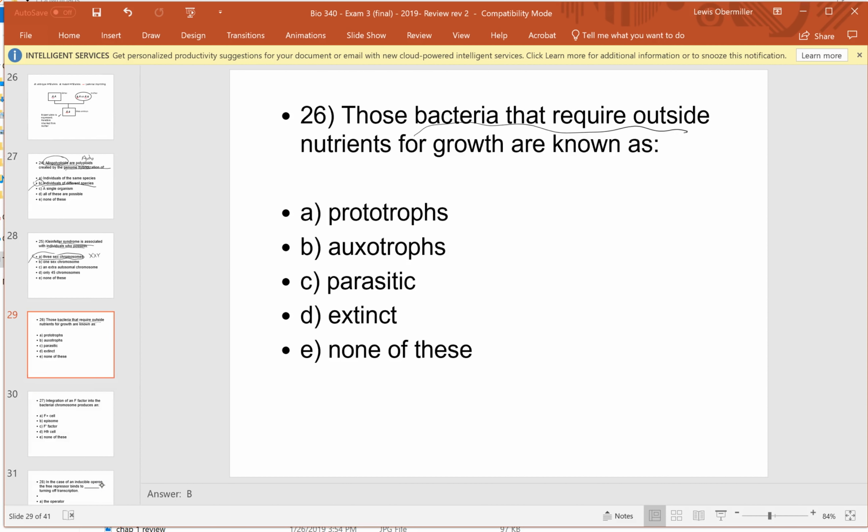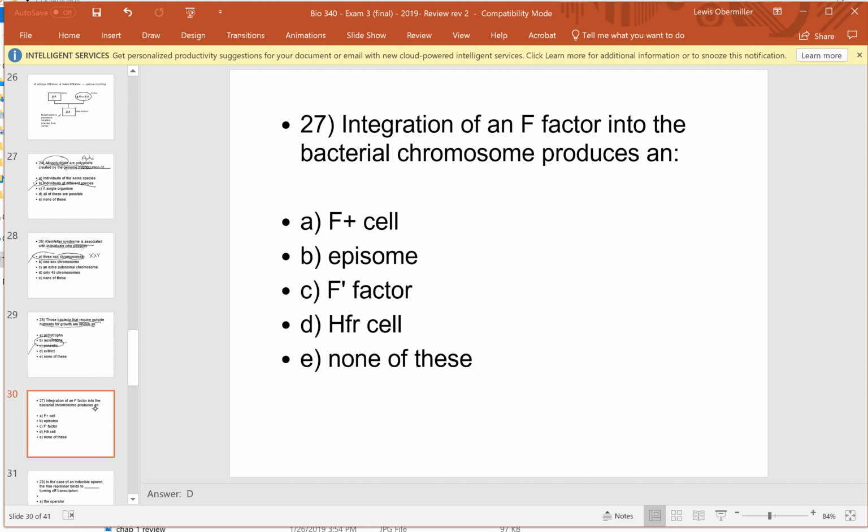Bacteria that require outside nutrients for growth are known as auxotrophs, just a definition. Integration of the F factor in the bacterial chromosome: remember, if F goes into the bacterial chromosome, it makes an Hfr.